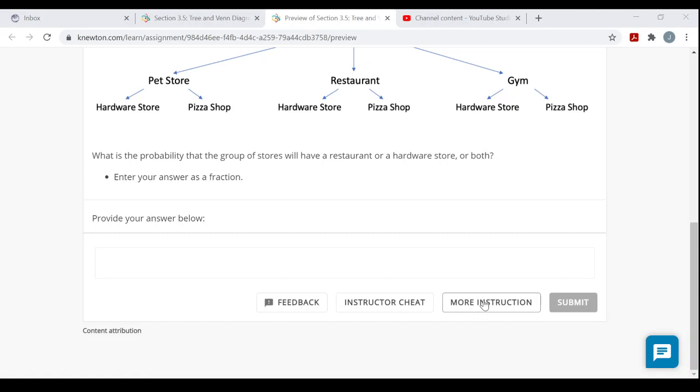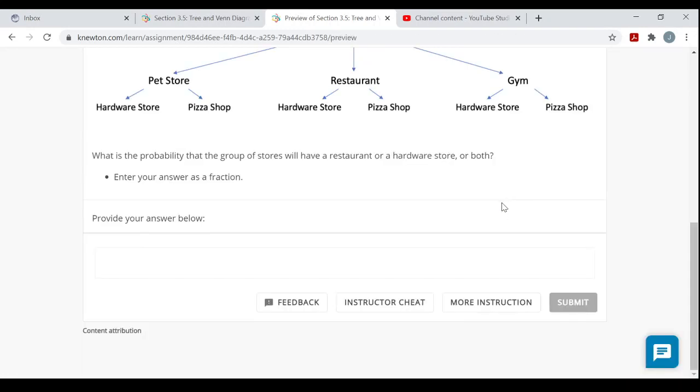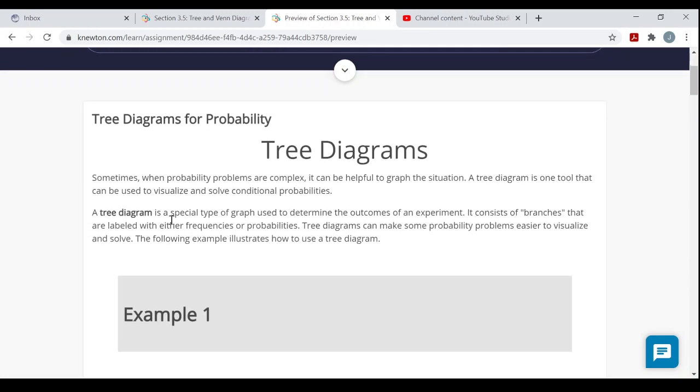But just as I've been saying every video, if you come across an objective for the first time and you feel like you need some more help with that objective, or you're unfamiliar with the material, I would click on More Instruction every time I come across a new objective. All right, so let's see what they have to say about tree diagrams.